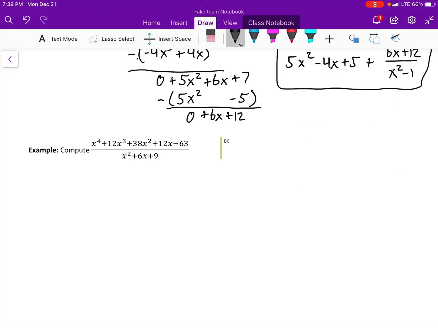So we have another example here, this time with a lot more terms. So we're just going to have to make sure we're careful with how we do our division. So again, the denominator is what we're dividing by, and the numerator is what we put inside of the long division symbol.